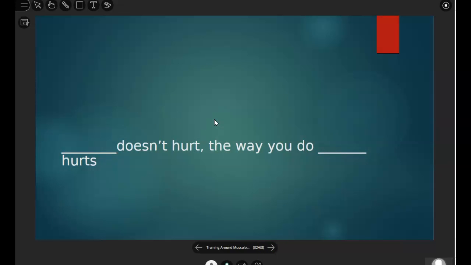The first thing that I would always tell people is, the outline is this: blank doesn't hurt, the way you do blank hurts. Raise your hand if you've ever heard someone say deadlifts hurt my back. And for those of you that raised your hand, when you hear somebody say deadlifts hurt my back, and then you see them do a deadlift, does that explain everything?